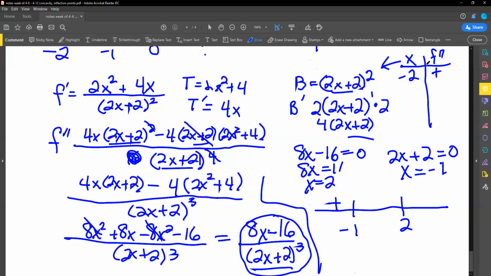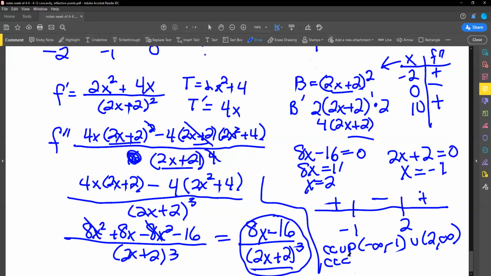Pick a number between negative 1 and 2. I'm going to pick 0. So the top is negative and the bottom is positive. So that's going to be negative. And pick a number bigger than 2. I like 10, positive, positive, so it's going to be positive. Okay, so what this tells me is it's concave up from negative infinity to negative 1, where the second derivative is positive, and from 2 to infinity. It's concave down between negative 1 and 2.